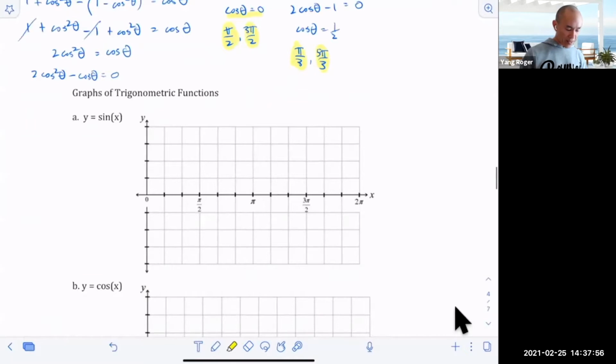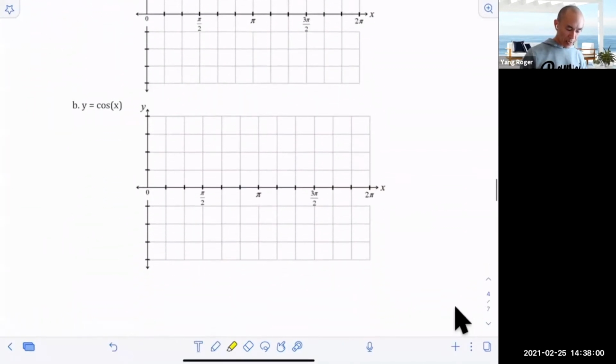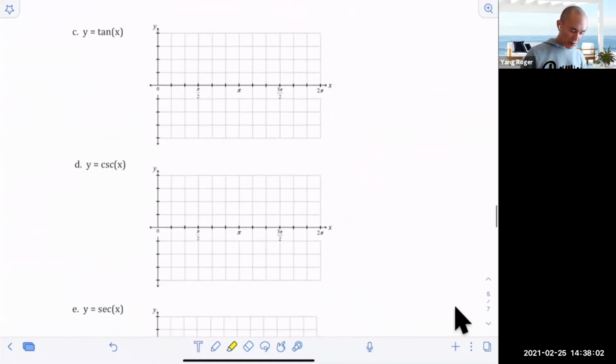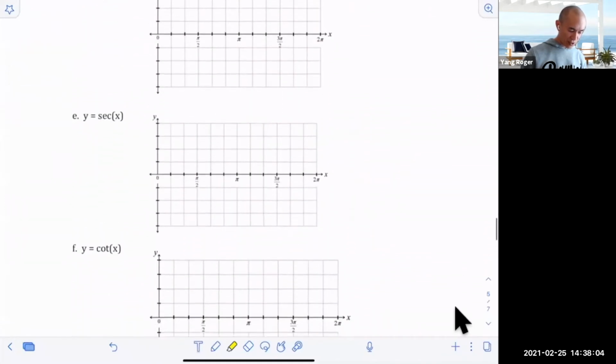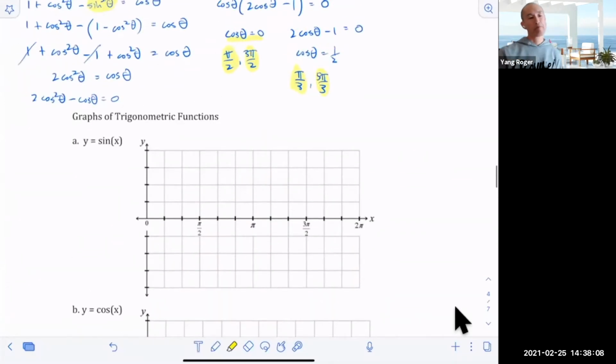I think I'm just going to talk about the graphs of three of the trig functions. The other three we don't really work with so much, so let's just do three of them in the interest of time. Okay.